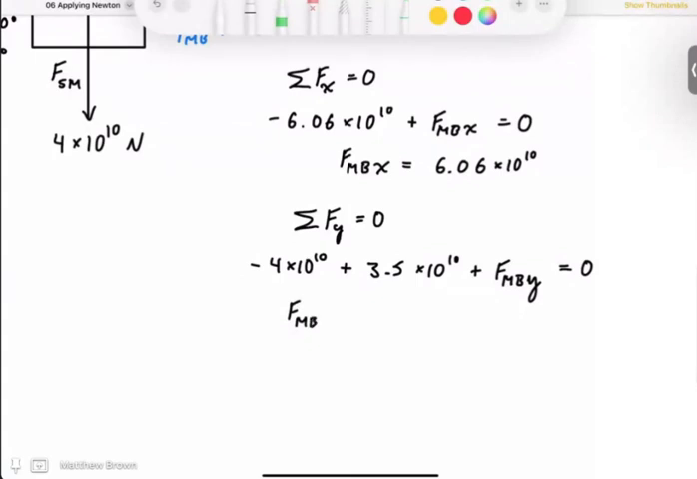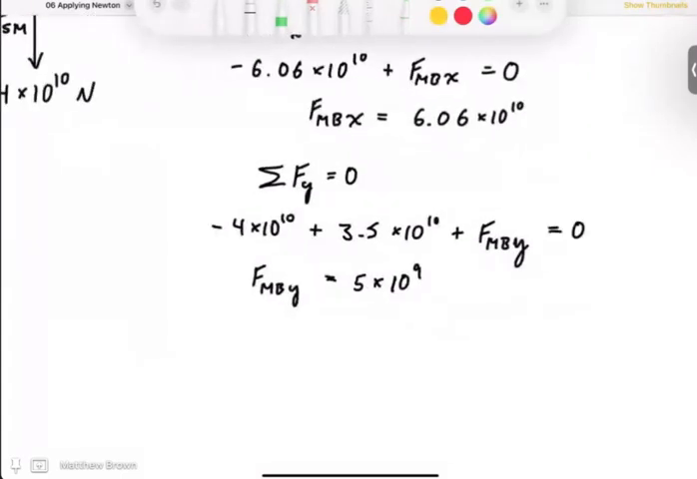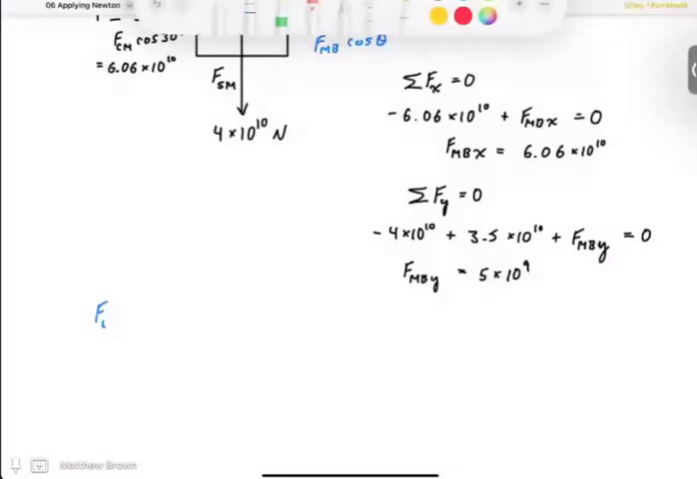FMBY equals 5 times 10 to the 9. Right? So basically 0.5 times 10 to the 10, which would just be 5 times 10 to the 9. Okay. Now that I have the two individual components, I can look at what the actual vector is. I can say the magnitude is 6.06 times 10 to the 10 squared plus 5 times 10 to the 9 squared. And if I work out that number, it's 6.08 times 10 to the 10.